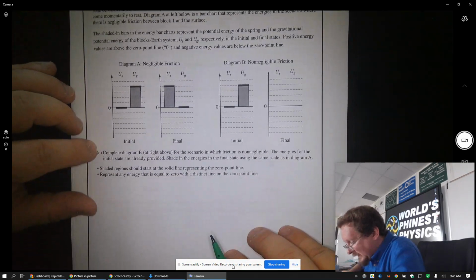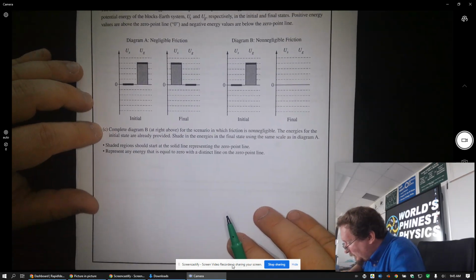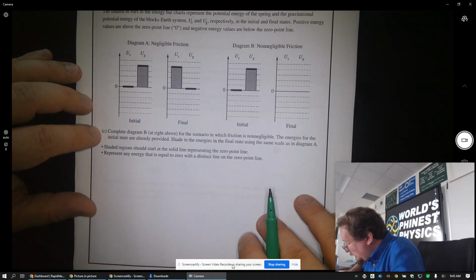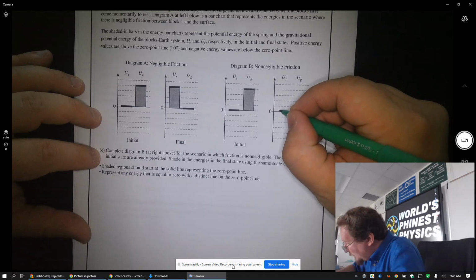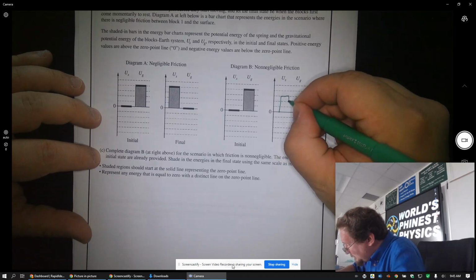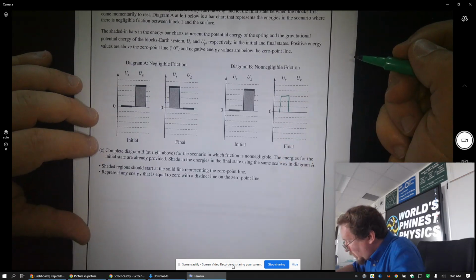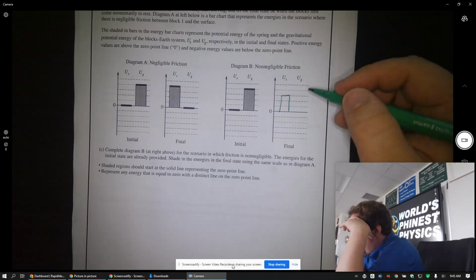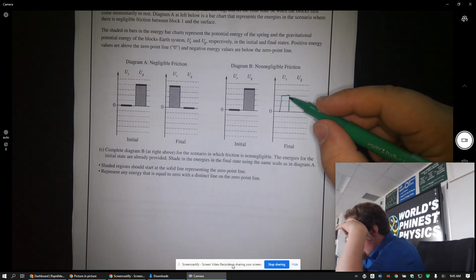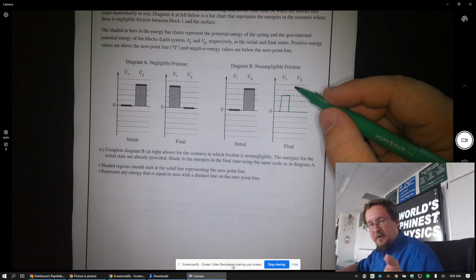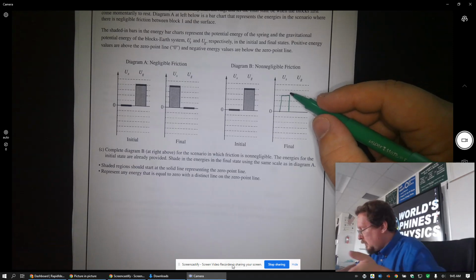Okay. Let's see. Complete diagram B for the scenario in which friction is not negligible. The energies for the initial state are already provided. Well, you're going to have some spring energy, but you're not going to have as much, because the spring isn't going to stretch as far. So the spring is not going to stretch as far because friction is not going to let it move as far.